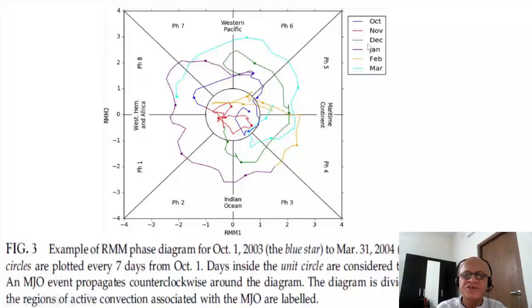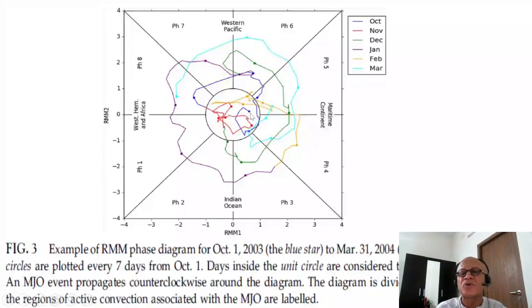So what is shown here are various events: October, November, December, January, February, and March. So these are examples of RMM phase diagrams for October 1, 2003 to March 31st, 2004. The colored circles are plotted every 7 days from October 1. Days inside the unit circle are considered to have weak MJO activity. So you can see that they are all going counterclockwise. So you are going from the western hemisphere or western Indian Ocean towards the maritime continent, western Pacific and back. So you are going in this direction, and you can see that the MJOs can start anywhere.